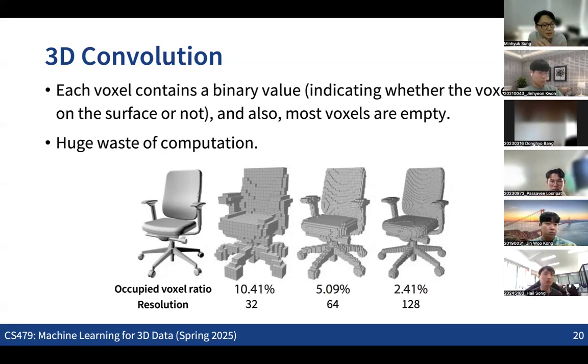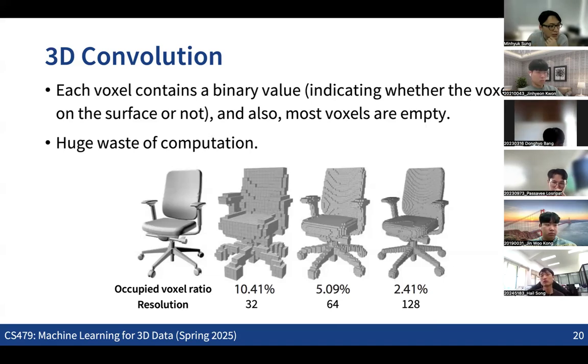So in this case, what we can see from this figure, especially as we have higher resolution, is that very few of the voxels are the ones where the surface is passing. Which means that this becomes a really inefficient representation, in that many voxels become empty.